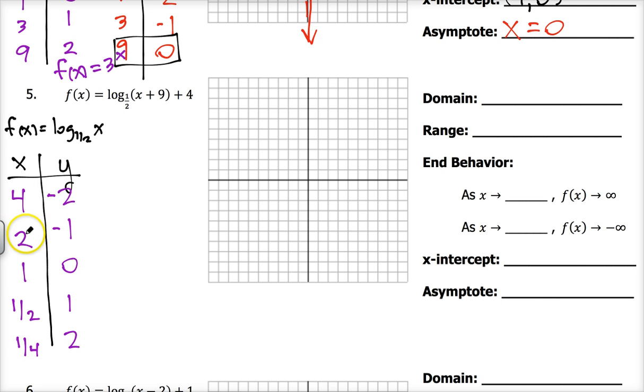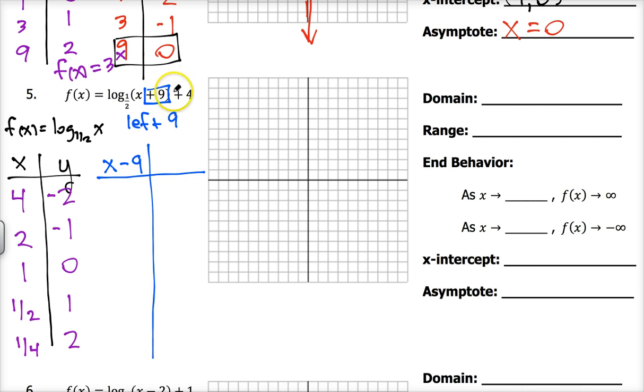Okay, so now that I have this table, I'm going to think about my transformations. I have two transformations here. This +9 means that I'm going to be moving my graph left 9 units. So my x values, I'm going to be subtracting 9 from those. And then my +4 here means my graph is also going to be shifting up 4. So I'm going to be taking each of these y values and adding 4. Okay, so both my x and my y values will be changing.